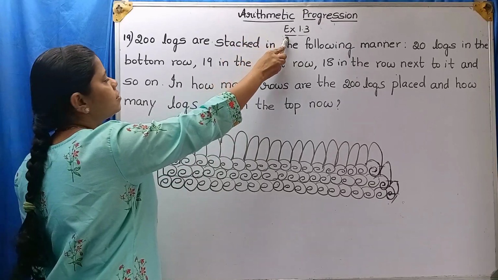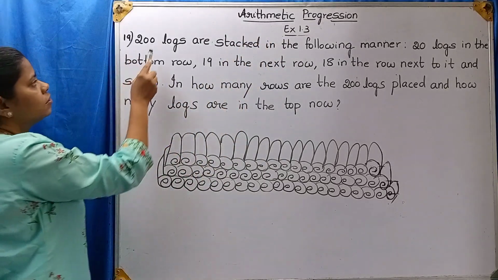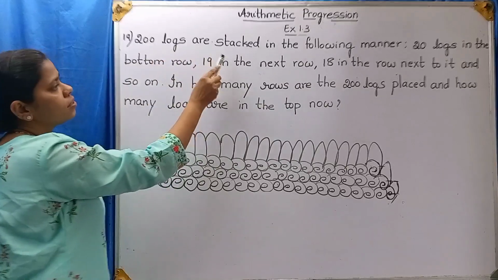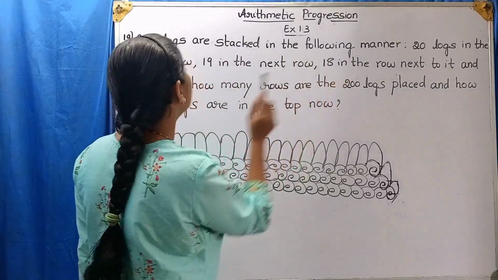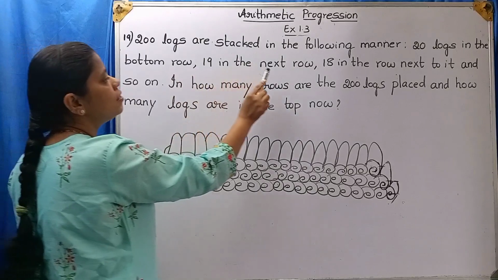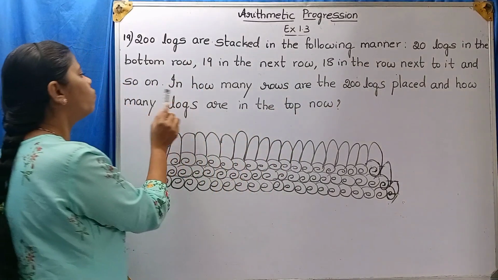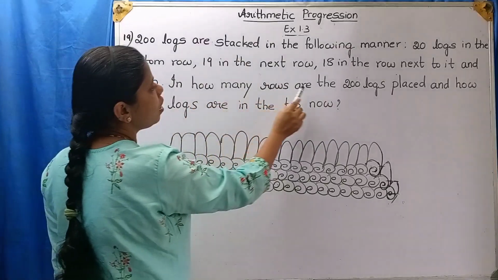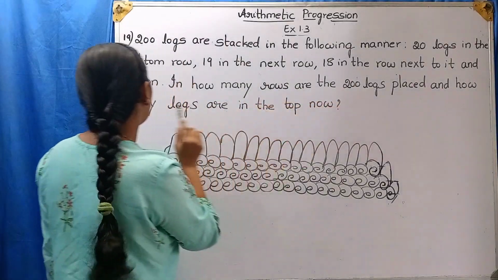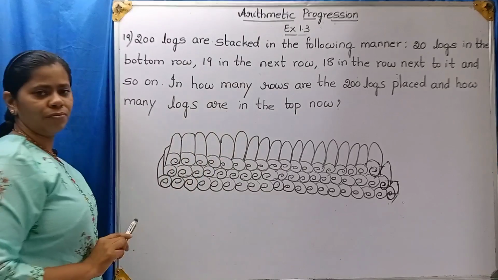Arithmetic progression, exercise 1.3, 19th question. 200 logs are stacked in the following manner. 20 logs in the bottom row, 19 in the next row, and 18 in the row next to it, and so on. In how many rows are the 200 logs placed and how many logs are in the top row?